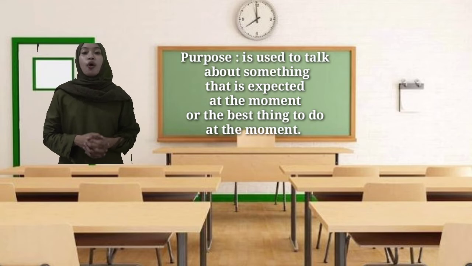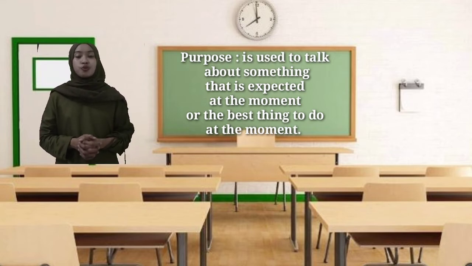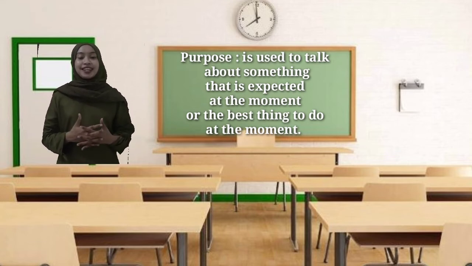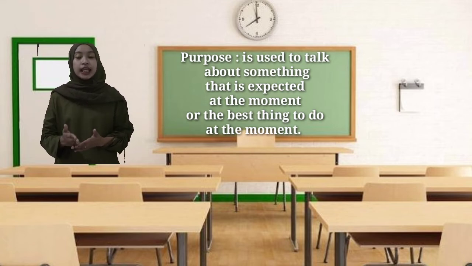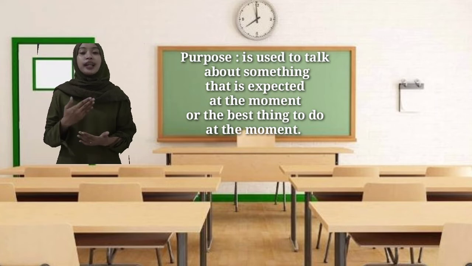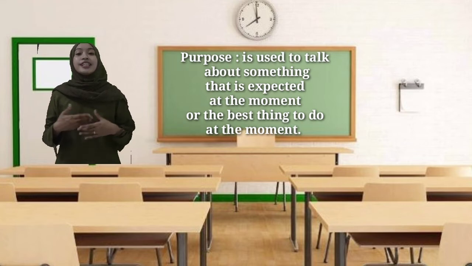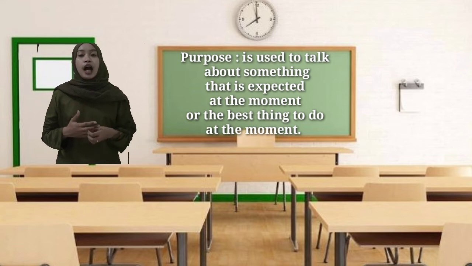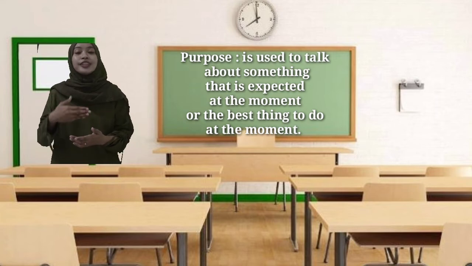Should and shouldn't in continuous tense is used to talk about something that is expected at the moment or the best thing to do at the moment. Maksudnya bagaimana sih? Jadi, penggunaan should and shouldn't dalam continuous tense ini digunakan untuk menyatakan suatu harapan atau keinginan yang terjadi di masa yang sedang terjadi, atau hal-hal yang terbaik yang diharapkan pada saat itu terjadi.